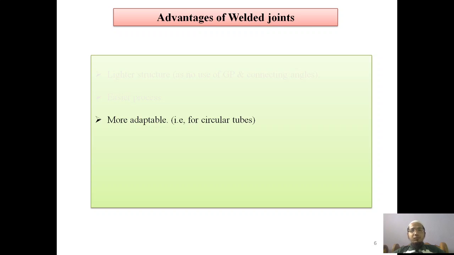Also, welded joints and welding are more adaptable. Now, why is it so? As we have just discussed, for circular tubes, we can easily go for welding without making holes for bolts or fasteners. We can easily provide welding and we can make a watertight or airtight structure. It also gives 100% or near about 100% efficiency.